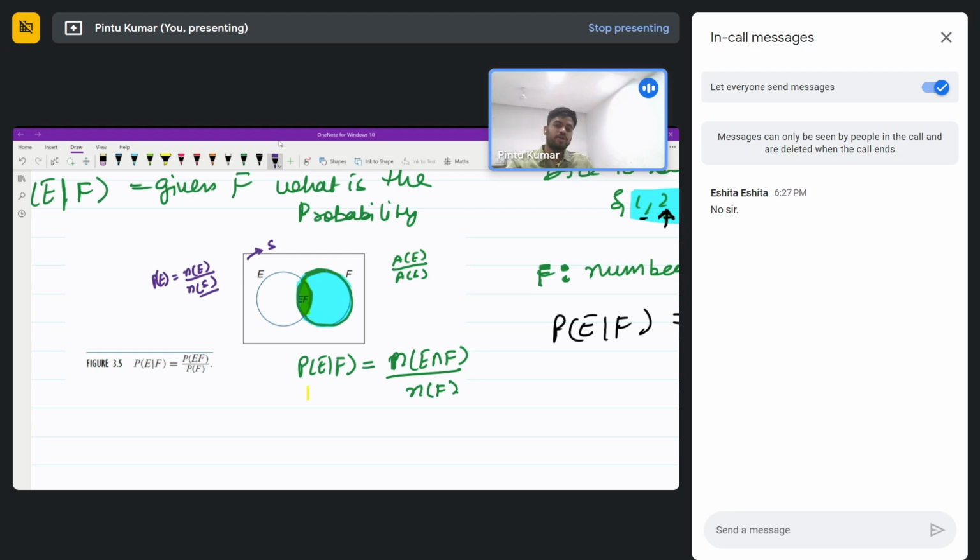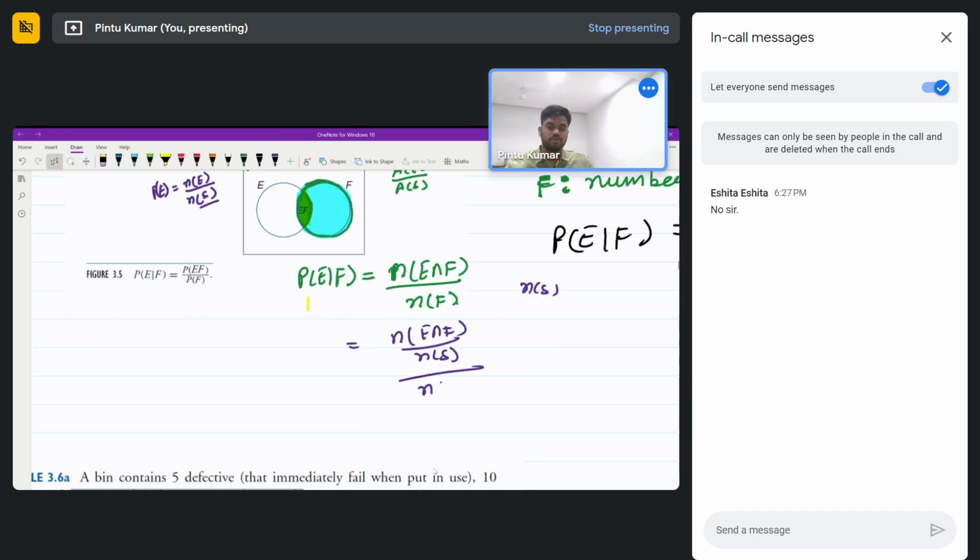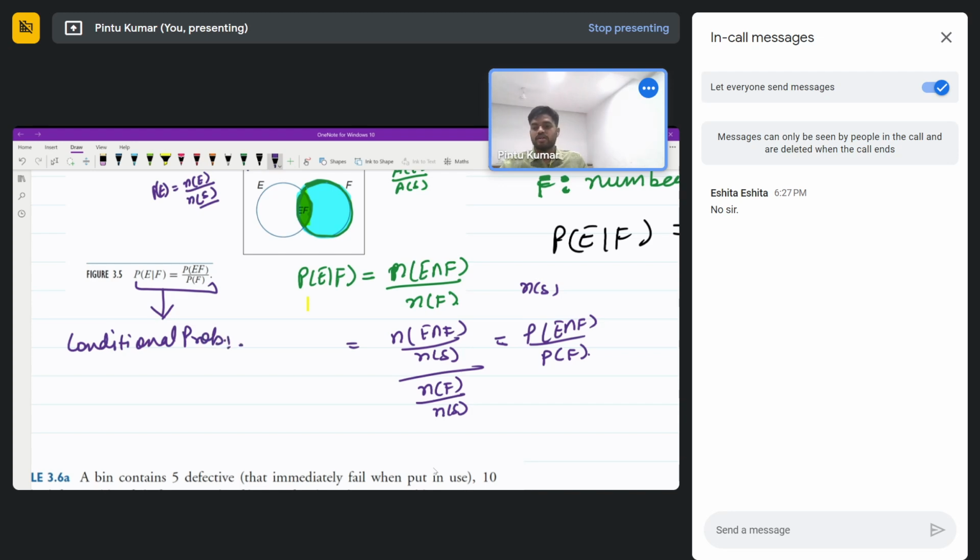Now if you divide the denominator and the numerator both by n of S, then you get probability of E intersection F divided by probability of F. So this is the formal definition of conditional probability: the probability of E given F is the probability of E intersection F divided by the probability of F.